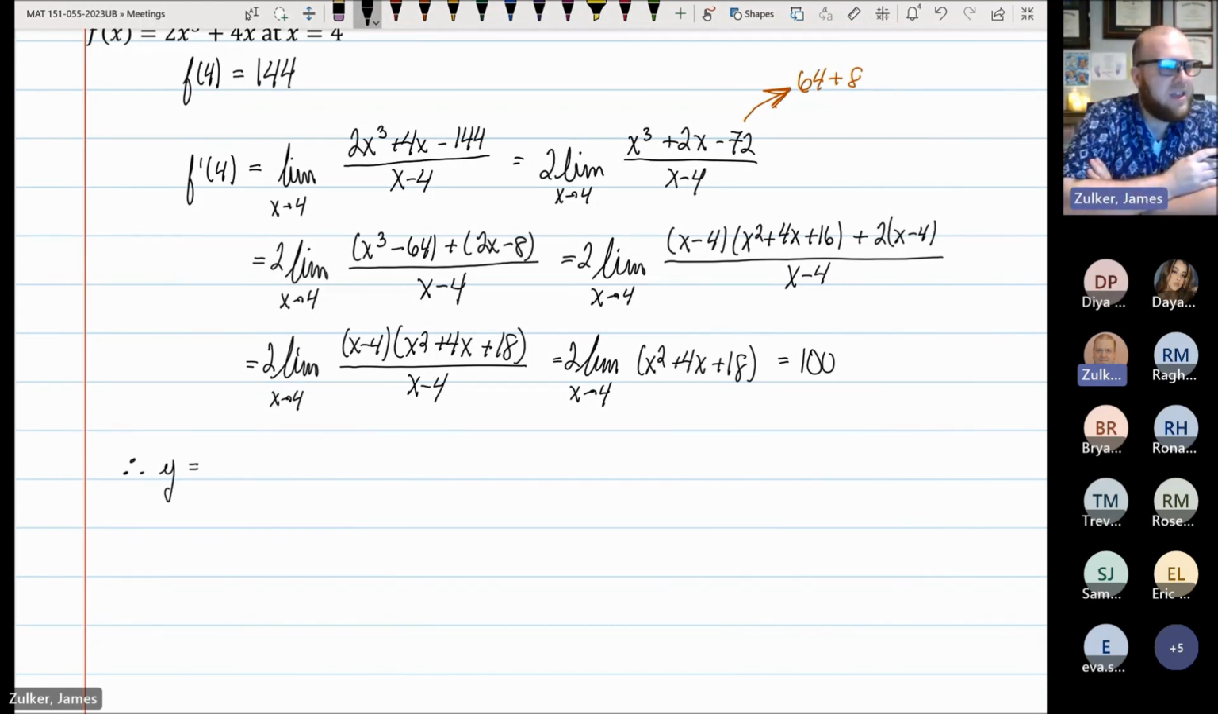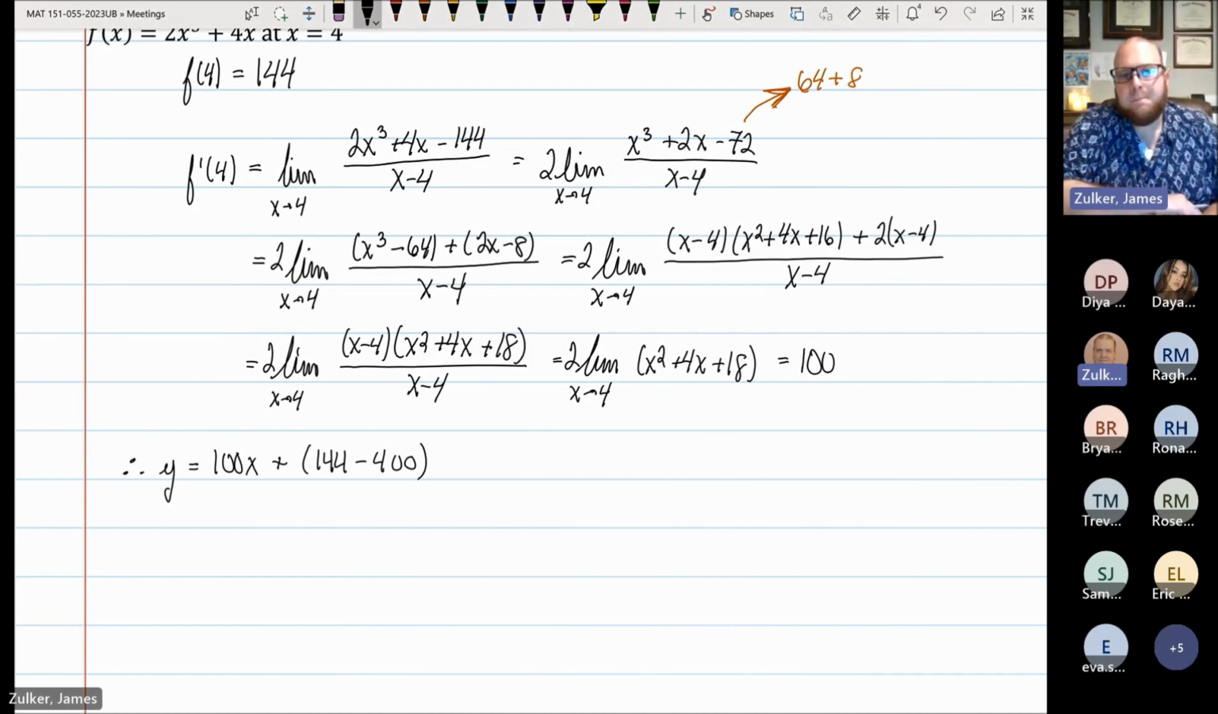Right? Y is then equal to 100x, right? F prime times x plus f of a minus a times f prime of a. So we're looking at 144 minus 400, which is minus 256.